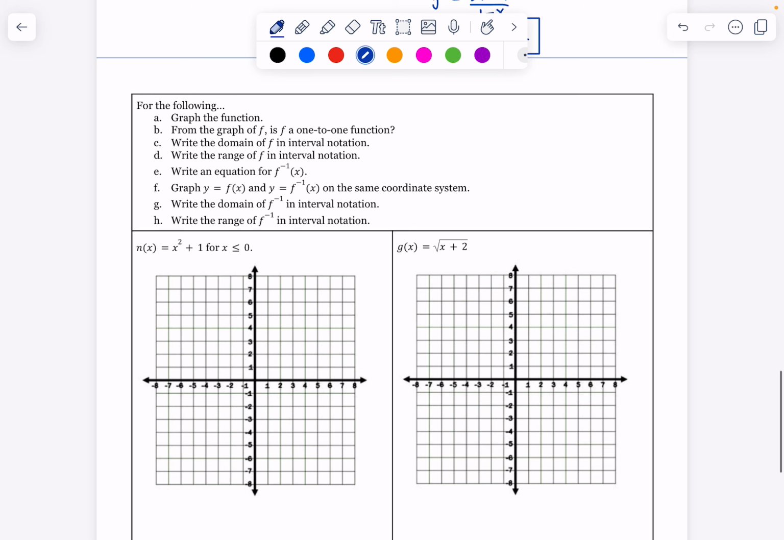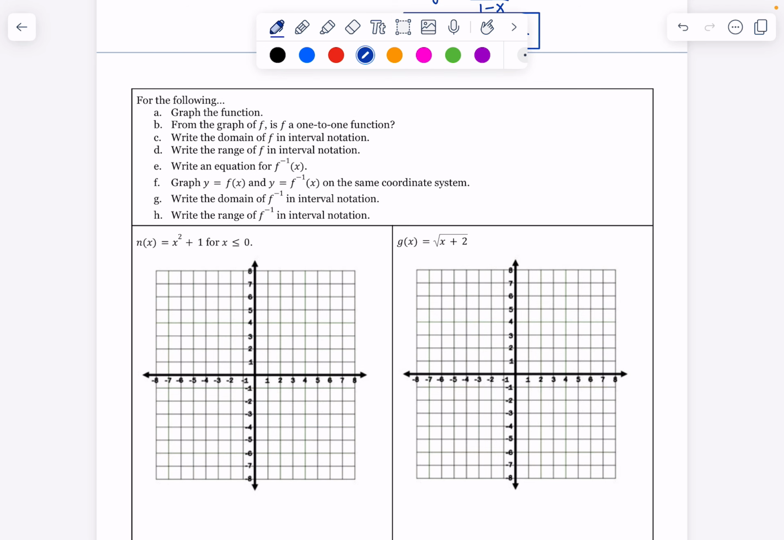So first, when we have n squared equals x squared plus 1 for x is less than or equal to 0. So I know it's a quadratic that starts at 1. So if I plug in a 0, I'm going to get a 1.